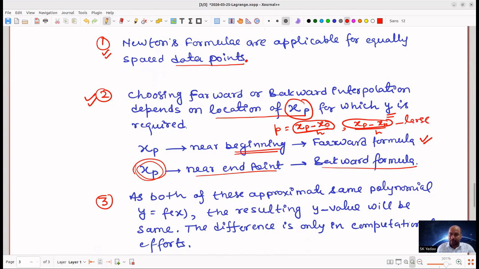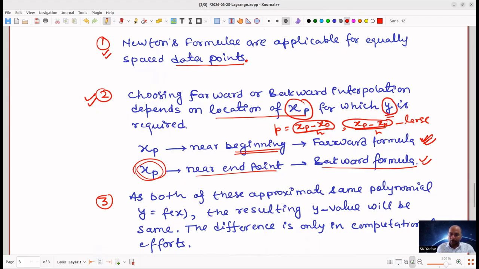XP minus XN, where XN is the last point here. So this gap will be large, and your calculation will be lengthy. This is the reason we choose the backward or forward formula depending on the location of the value of X for which I need to interpolate Y.